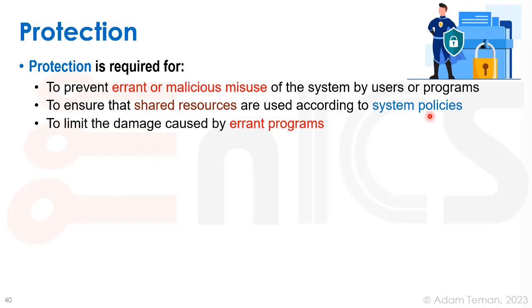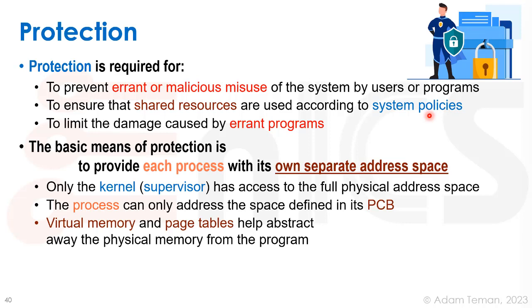So we want to really protect programs from each other and from evil people who want to come and break in. The basic means of protection that we already discussed is to provide each process with its own separate address space. Only the kernel can access the full physical address space, and the process can only address the space defined in its process control block. So we saw that virtual memory and page tables help abstract away the physical memory from the program.